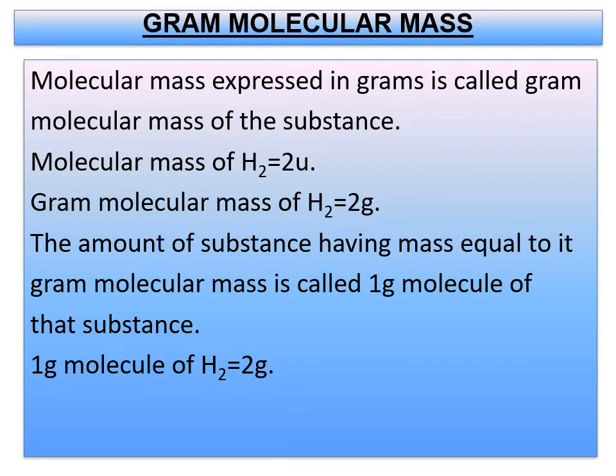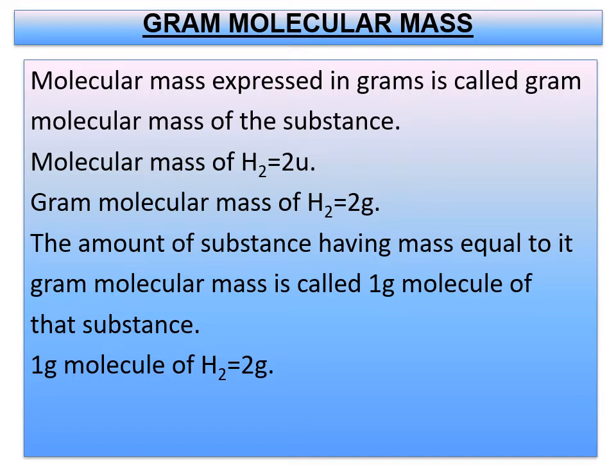So, gram molecular mass. Just as you converted atomic mass, we have molecular mass also. In the last class we learned it and calculated a few examples. Molecular mass expressed in grams is called the gram molecular mass of a substance. For example, H2 is a molecule, and you have to differentiate between atoms and molecules in this lesson. Read each and every part from the text also. The molecular mass of H2 is 2 U, so the gram molecular mass of H2 will be 2 g.